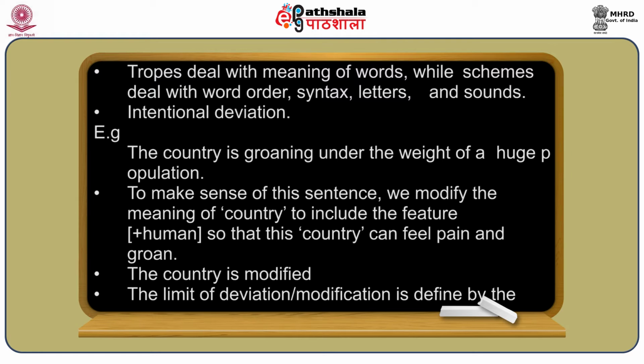A speaker says S is P, but means figuratively S is R. R is a modified version of S that has assimilated some features of P. Similarly, the country is modified after being put in succession with the verb groaned. The country groaned. So the country is now modified. But how do we decide what features of P will be assimilated by R? The limits of deviation, that is, the extent of modification, are defined by the context of utterance. The context is very important. We cannot interpret in any far-fetched manner.